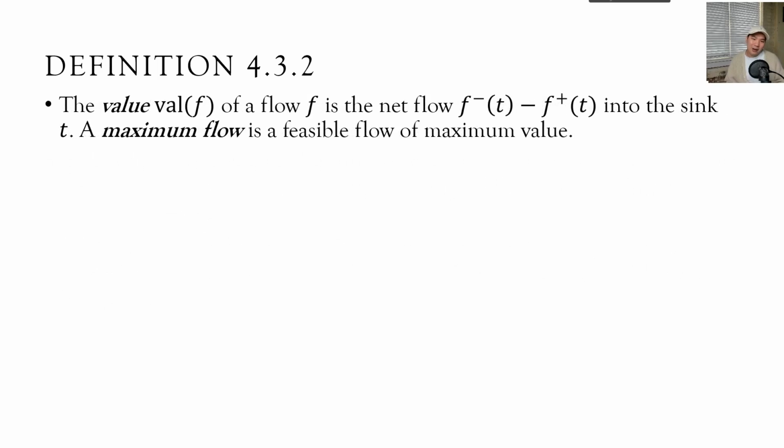If I look at the value of my flow overall, this is the net flow into my sink T. So if I look all the way over to my sink, my end point, the net flow is how much is entering my vertex, subtracting how much is leaving my vertex. And then a maximum flow is a feasible flow of maximum value. In other words, for this section, we're looking at an optimization problem. We're looking at how I can maximize the flow into a certain sink vertex.